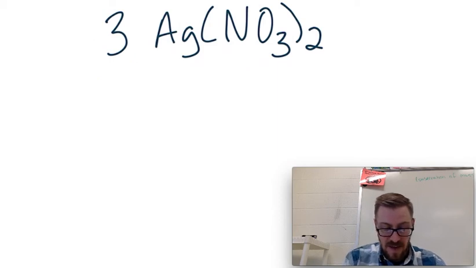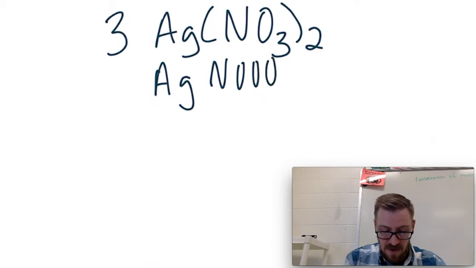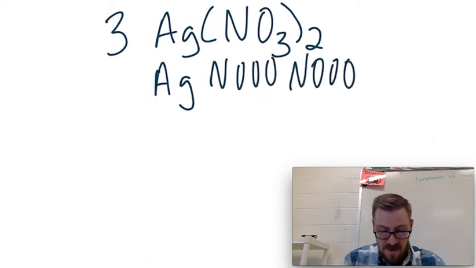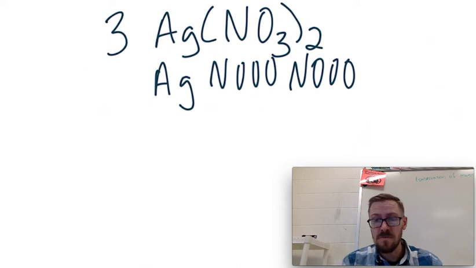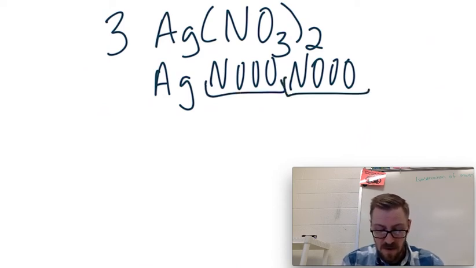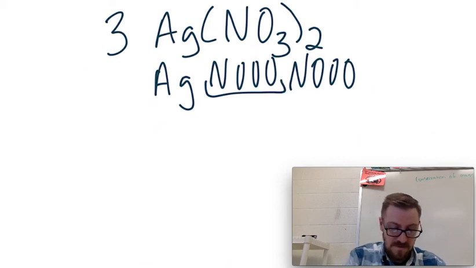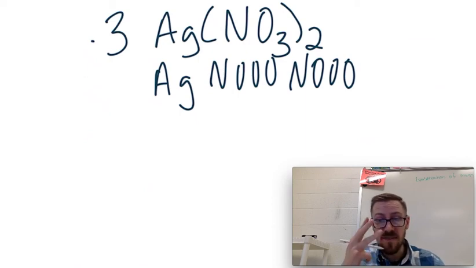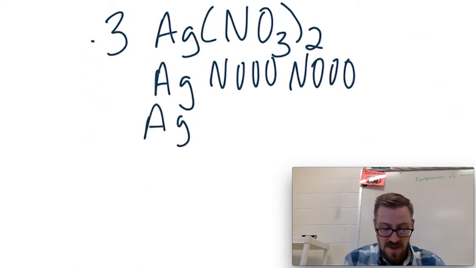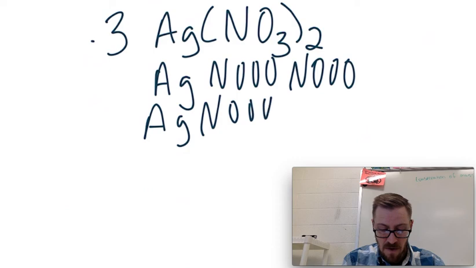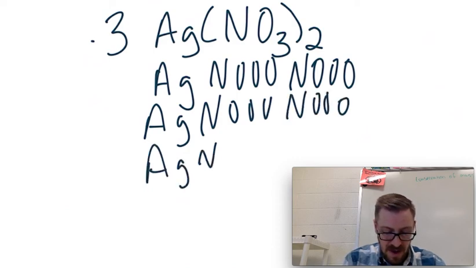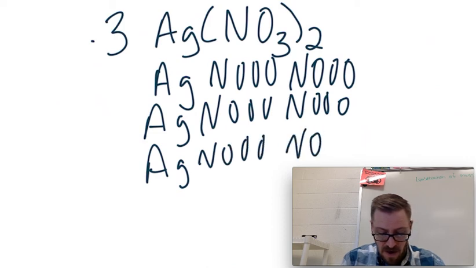So we have Ag(NO3)2 twice. That's what Ag(NO3)2 means. 2 NO3s, and then 1 Ag. And then our coefficient here tells us to copy the whole thing, so we have 3 copies. Ag, N, O, O, O, N, O, O, O, and copy and paste one more time. Ag, N, O, O, O, N, O, O, O.